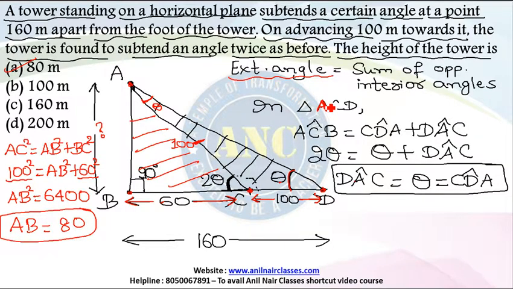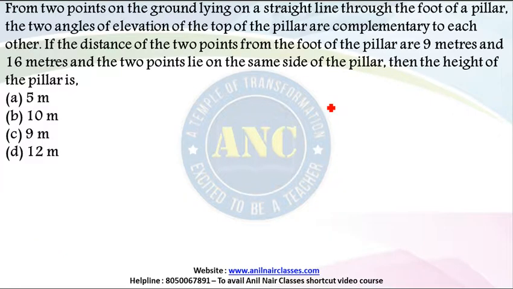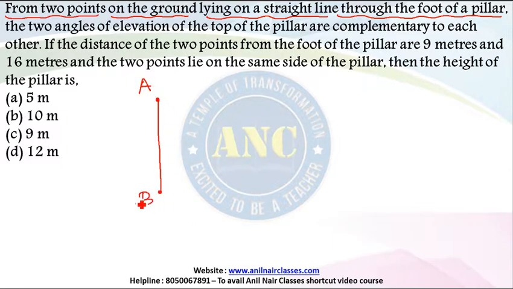Similarly to this question where the angle is not given, let me take another question which is again beautiful. See this question, sir. Again a beautiful question. From 2 points on the ground lying on a straight line through the foot of a pillar. That means there is a pillar. I will name that pillar as AB. The foot of the pillar is B.